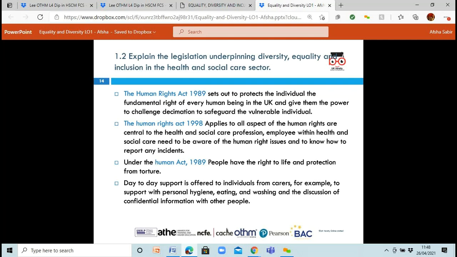Under the Human Rights Act, people have the right to life and protection, and they also get day-to-day support offered to individuals from carers. So you might have somebody who needs personal hygiene support, or they might need some support with eating and washing, or you might have to have a confidential discussion with somebody. All of this falls under the Human Rights Act.